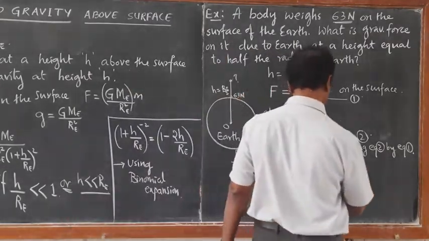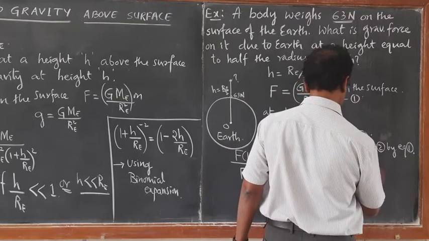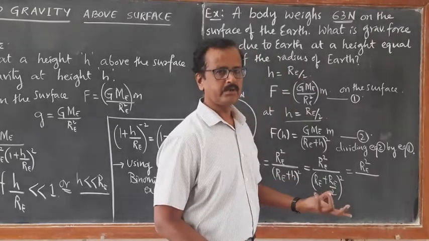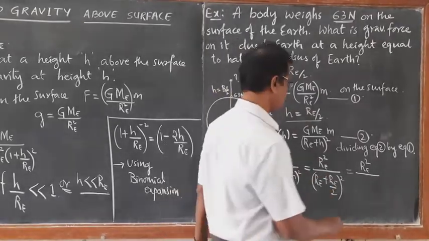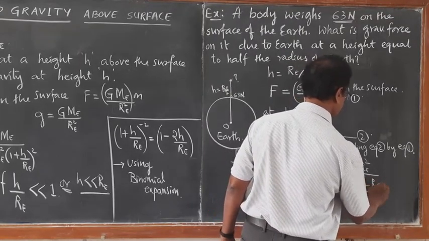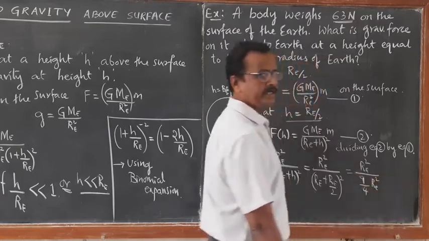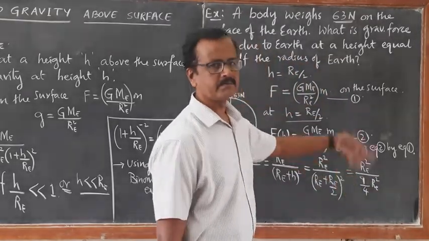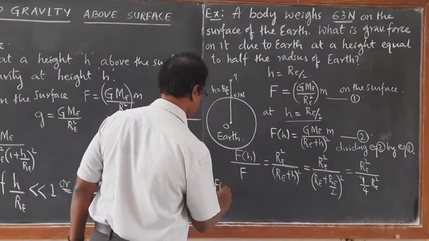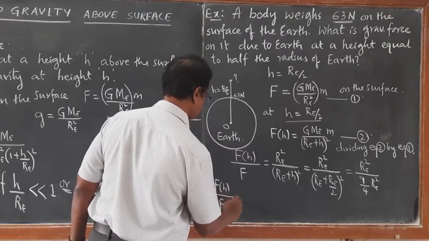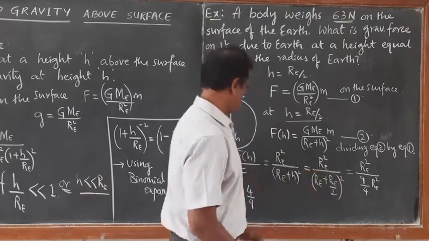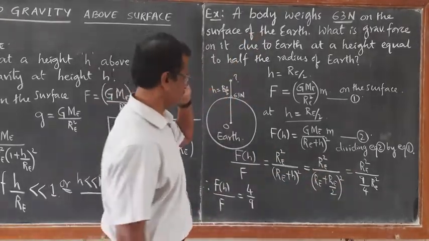So Re square divided by 3Re by 2 whole square. 3Re by 2 whole square becomes 9 by 4 Re square. So Re square cancels with Re square, and 9 by 4 in the denominator becomes 4 by 9. Therefore, Fh upon F is equal to 4 by 9. Now we know what F is. F is given as 63 Newton.